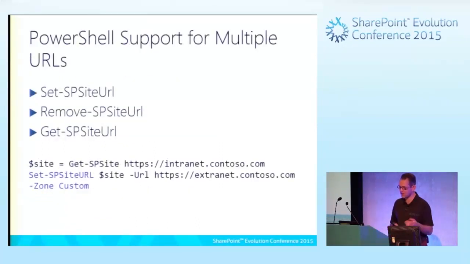There are different PowerShell commands to enable this scenario. Set-SPSiteUrl, Remove-SPSiteUrl, and Get-SPSiteUrl. Underneath, you see we have an intranet.contoso.com, and then we have Set-SPSiteUrl, and then we add the new URL, extranet.contoso.com, and we still tie it to a specific zone. That's something you have to do. Using these zones also enables you to use custom authentication, for example, for specific URLs, for specific site collections.